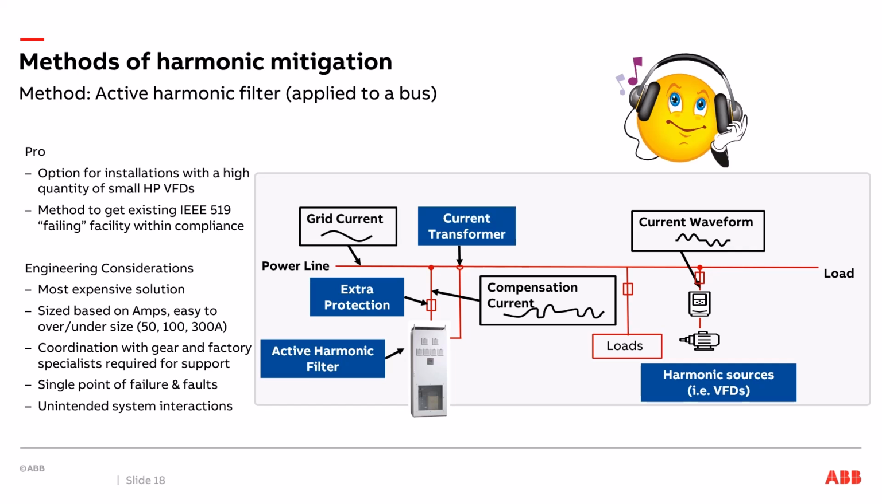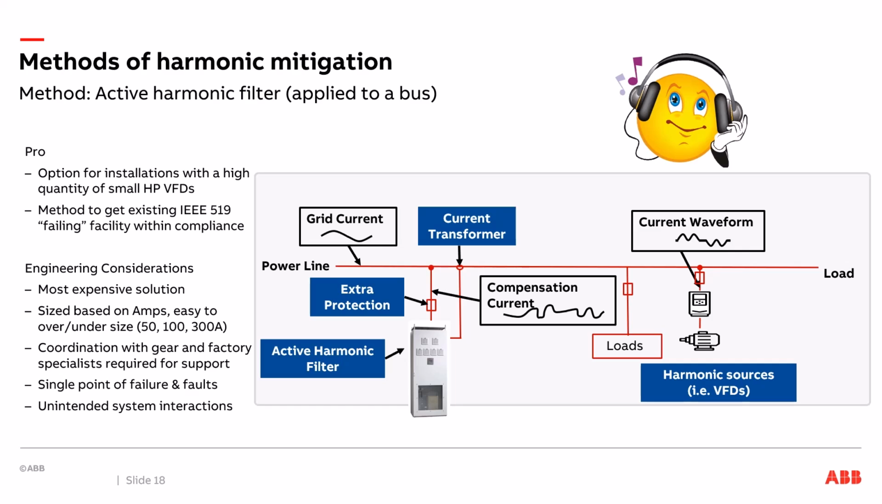Also, you have to keep in mind coordination with gear and factory support specialists. When you take a passive harmonic filter and put it in the same enclosure as a drive, or if you have an active front end drive like the ULH, ultra low harmonic drives, the VFD manufacturer basically takes ownership of the entire thing. Whereas if you have active harmonic filters, now you're bringing in an additional specialist. So there's just one additional coordination person involved there.